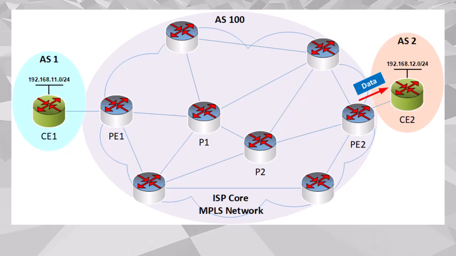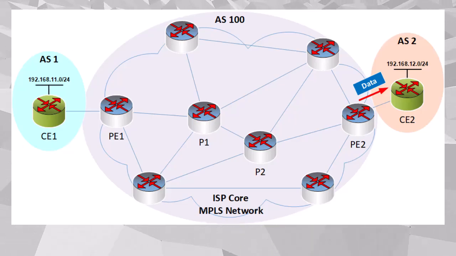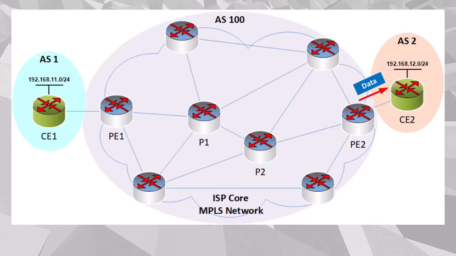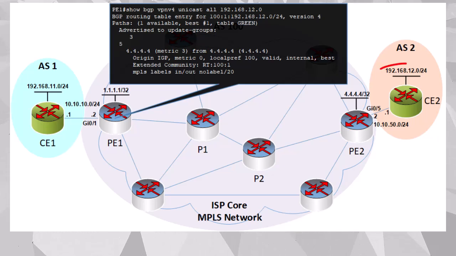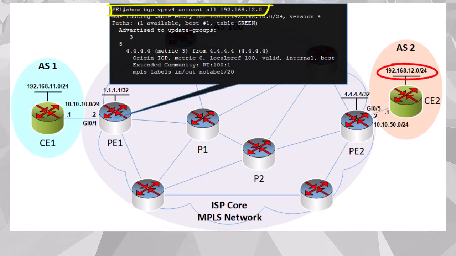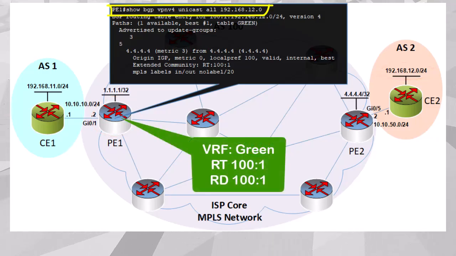Now, one more thing that I would like to show you is how to examine the VPN labels in relation to the VPNv4 routes that BGP shares between the PE routers. Let's take a detailed look at the 192.168.12.0/24 route on PE1. First of all, I remind you that we had configured a VRF named green, and we had used values of 100:1 for both the RD and the RT.